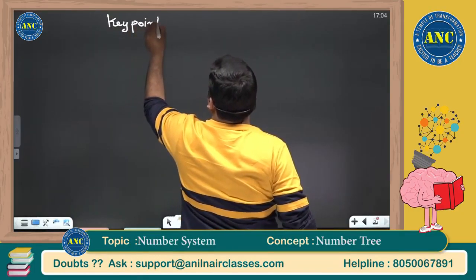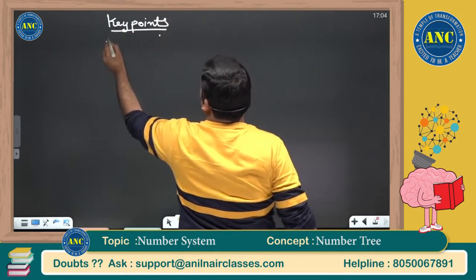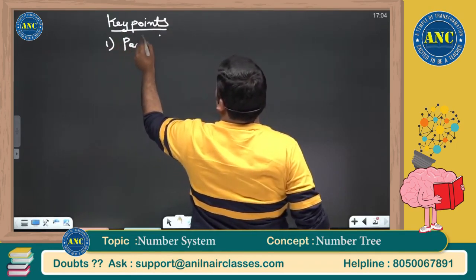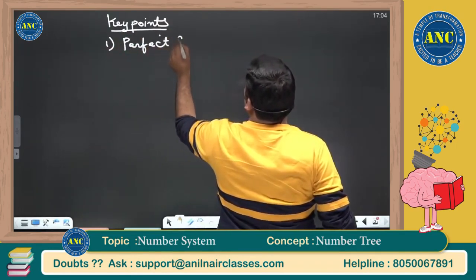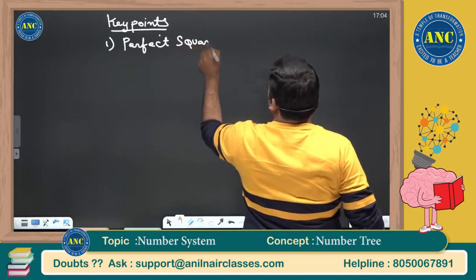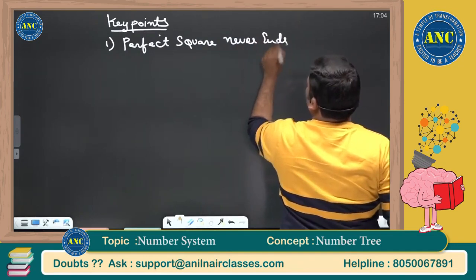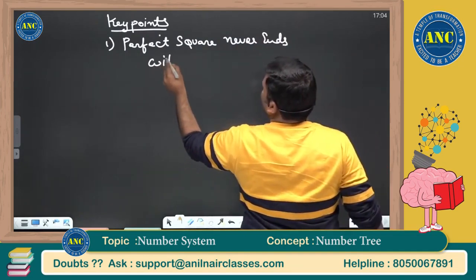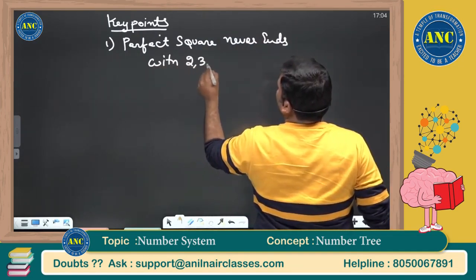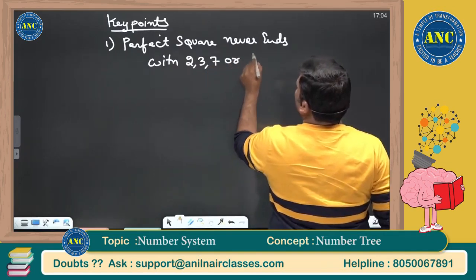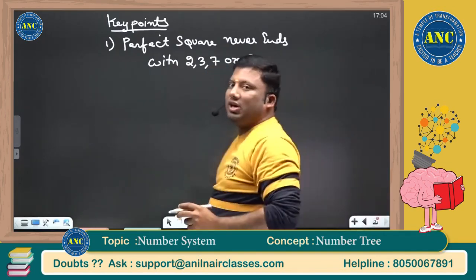Important key points before we start the problem. The first key point: a perfect square never ends with 2, 3, 7 or 8. Already we have given the proof for all the problems.